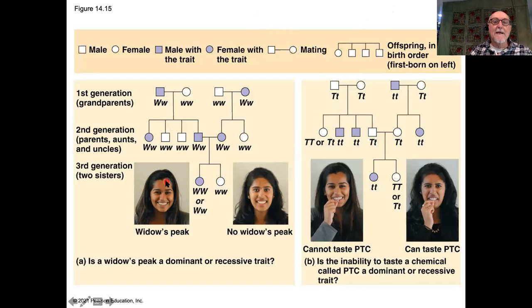Can you see here this lady? She has this point there. Okay, there. This is her sister. Her sister has no point. That's called the widow's peak, and it is genetically determined.